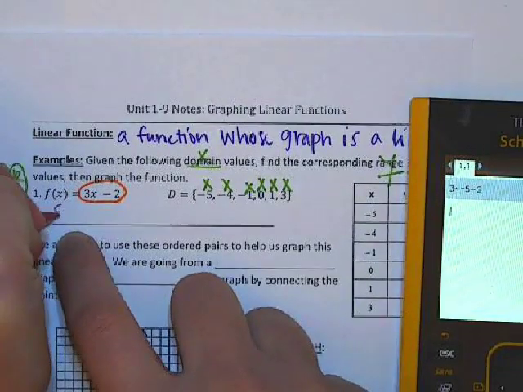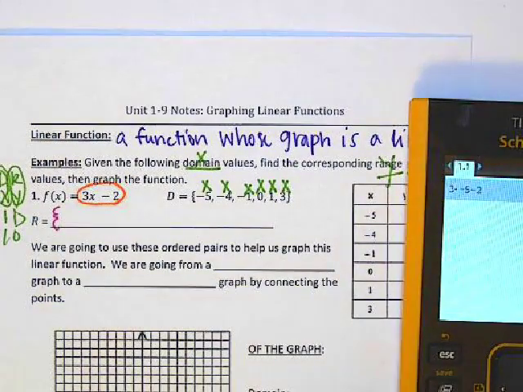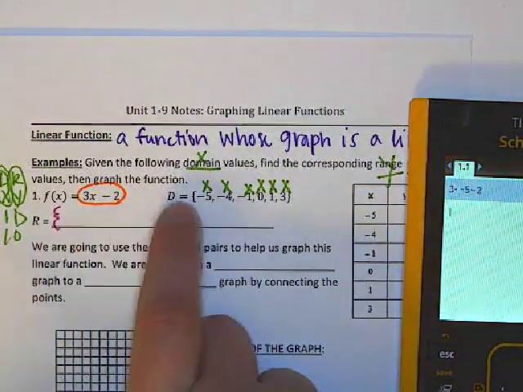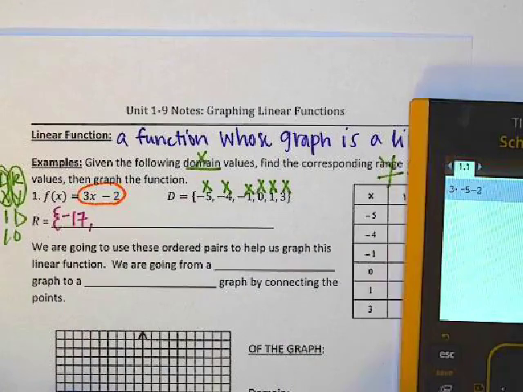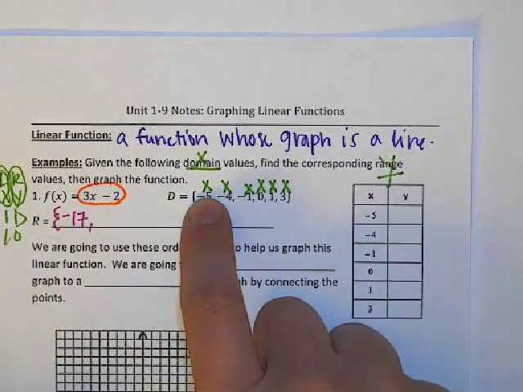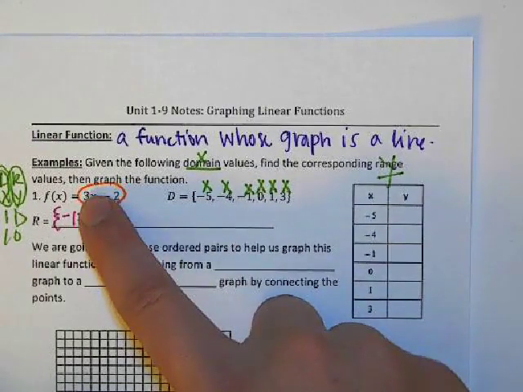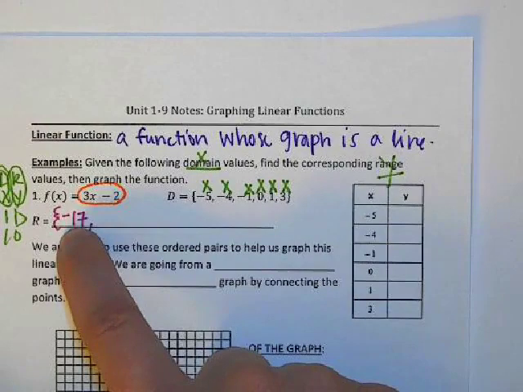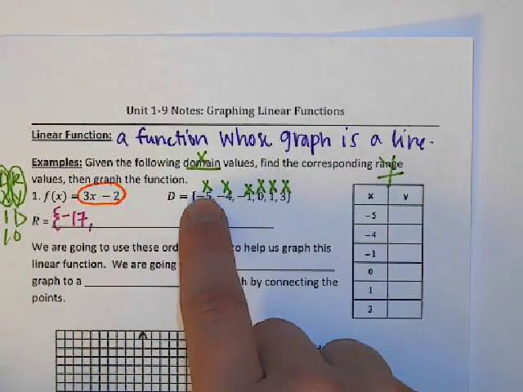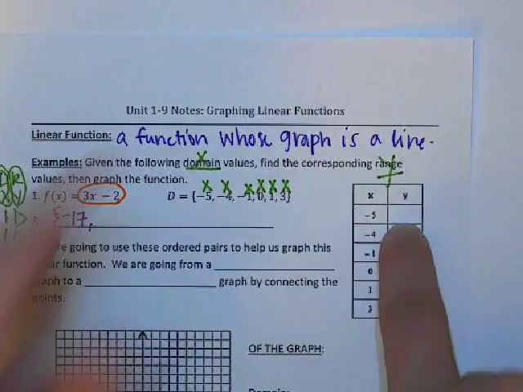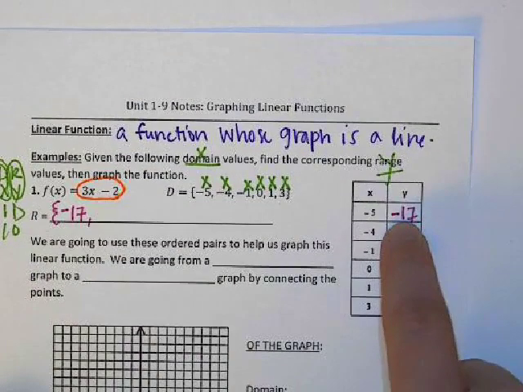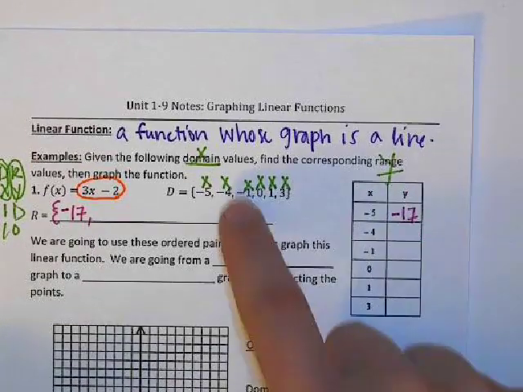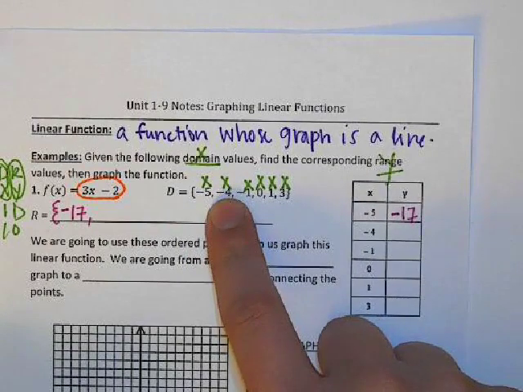Negative 17. Remember, we're listing numbers because I'm about to list all my y's here. I'm about to list all the answers, so I have to have a bracket, and my first answer is negative 17. Now, when I took my x and plugged it into the equation, it gave me my what? The y. So when x was negative 5, what is my y? Negative 17. That's negative 17.